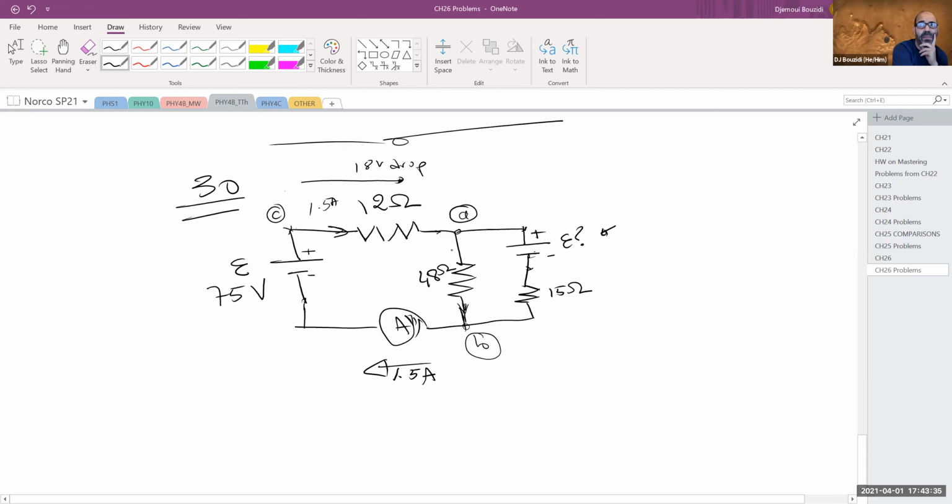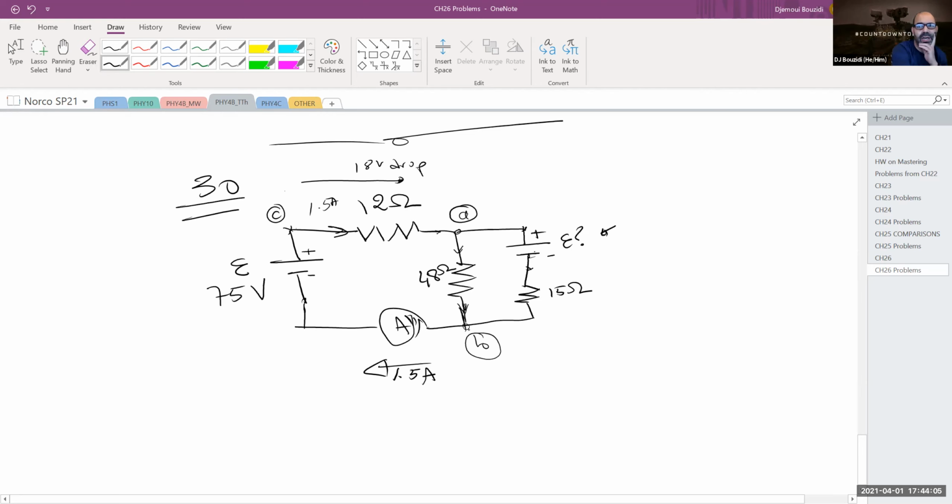Since I know the voltage drop across the 48 ohm, and that voltage drop will be just the current times 48. So if I divide 75 minus 18 divided by 48, then I find the current that is going through this one, okay? Or the other direction in here. Because if A is bigger than B, the voltage drop is actually from A to B. If B is higher in potential than A, then the current will be flowing in the opposite direction. Here's the deal. I know it's from A to B.